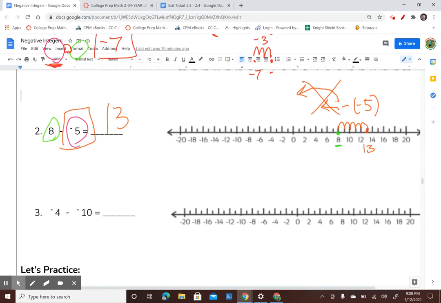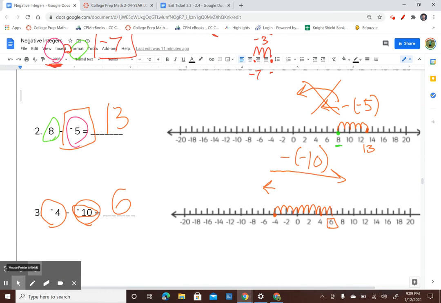Here we have two negative numbers that we're subtracting. In this case, we're starting at -4. And again, I'm thinking that I'm going to be moving to the left in the negative direction, but since the sign for my 10 is negative, I'm going to be doing the opposite of that and actually moving to the right in the positive direction. So 10 places, 1, 2, 3, 4, 5, 6, 7, 8, 9, 10, puts me at positive 6. That is subtracting negative 10.